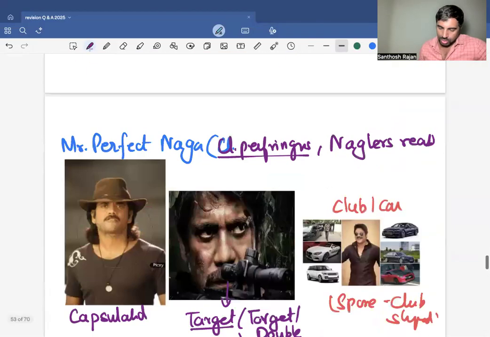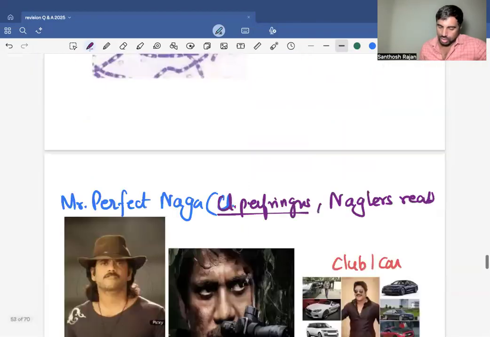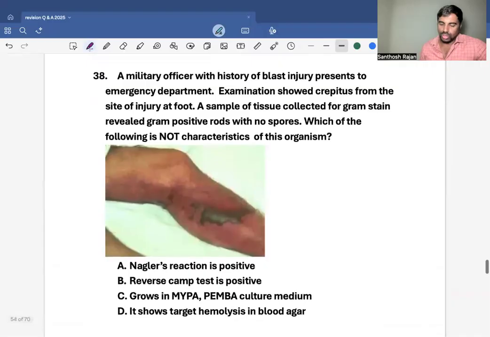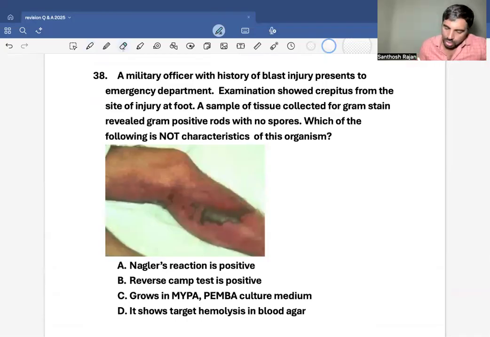We talked about Nagarjun. Now we go to the question. A military officer with a blast injury comes to the emergency department. Examination shows crepitus at the site of injury. Crepitus means gas, which means gas gangrene. A sample was sent for Gram stain. They found gram positive rods with no spores.